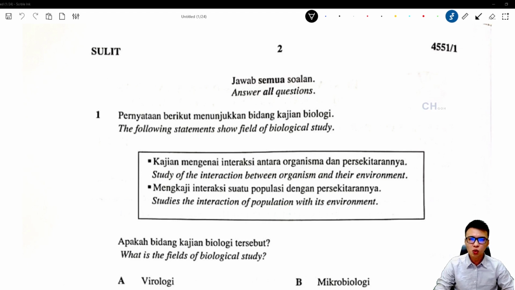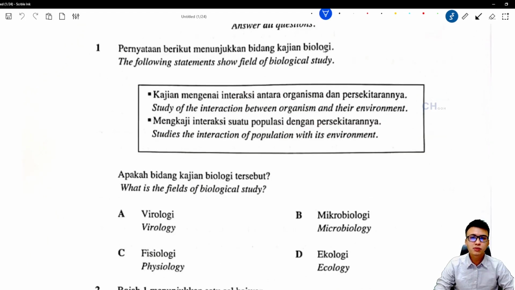Alright, so let's look at question 1 here. The following statement shows a field of biological study: study of the interactions between the organisms and the environment. So the keywords here are interactions between the organism and their environment. Right here, we can see two things, the organism and the environment.